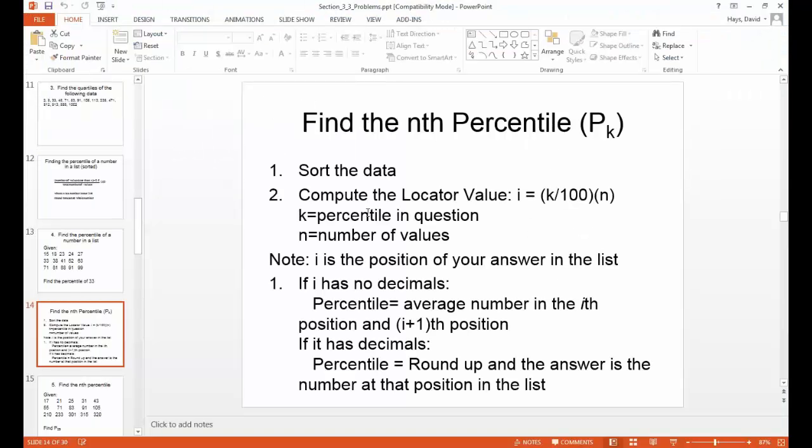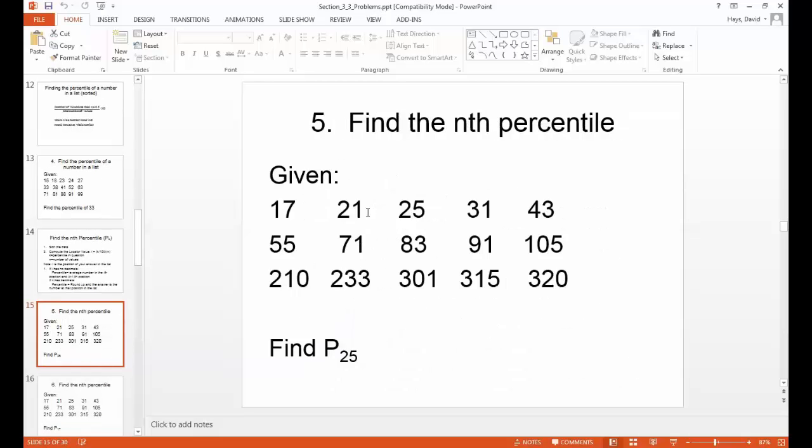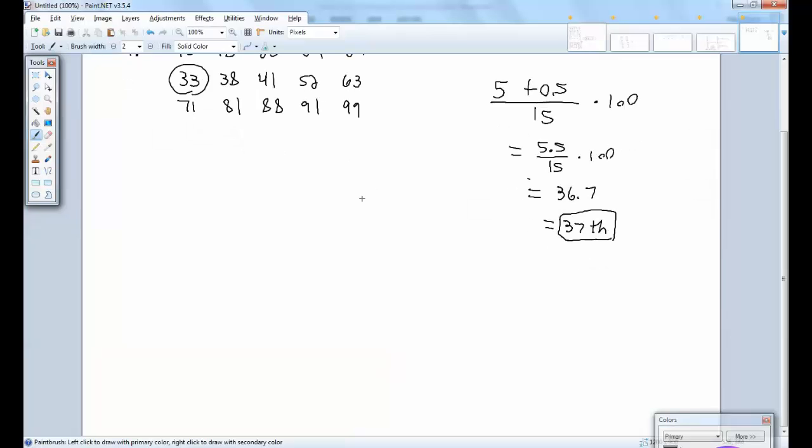Okay. Now, if you're trying to find the nth percentile, so instead of finding a percentile of a number in a list, you're trying to find the 20th percentile or 70th percentile, we're going to use these steps. Let me bring up a problem, and then we'll walk through it with those steps. Okay.